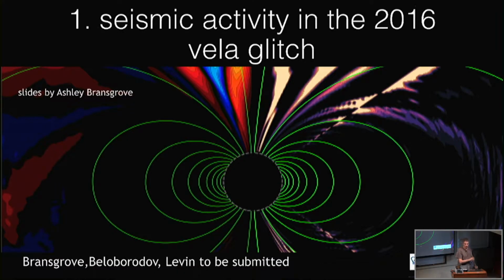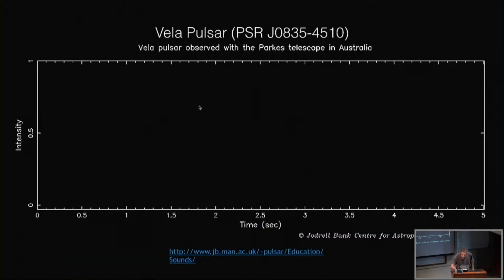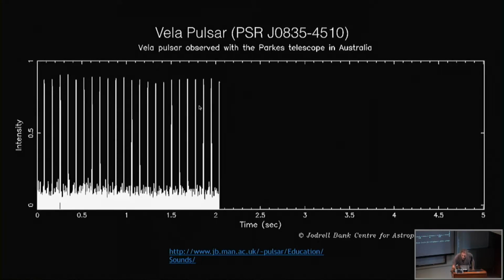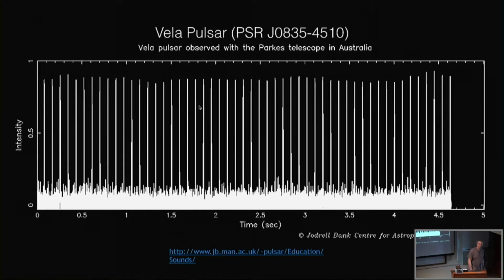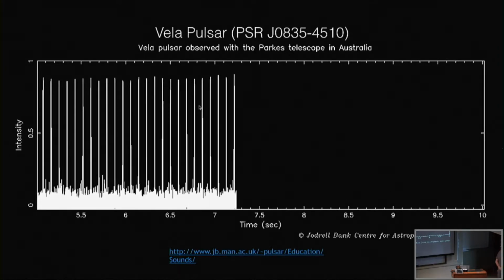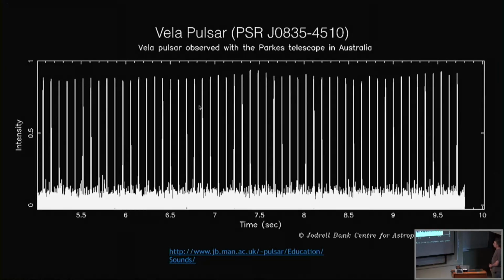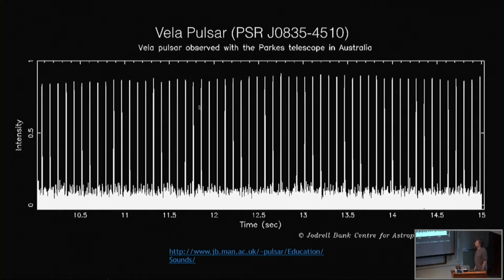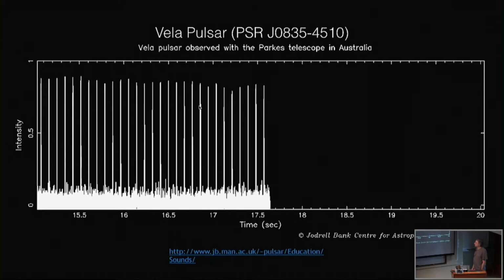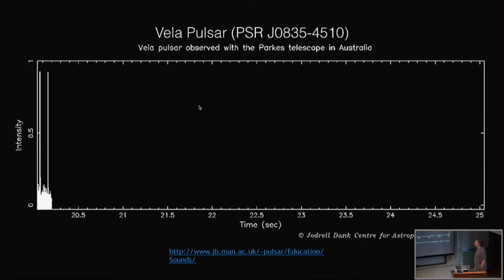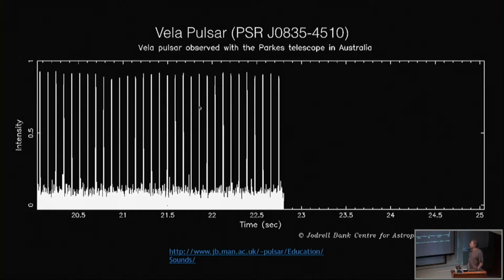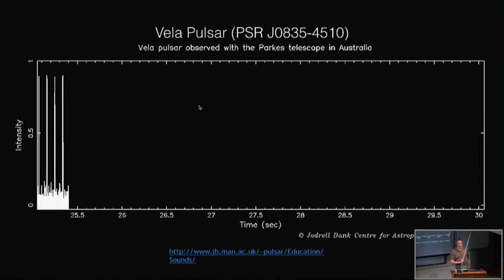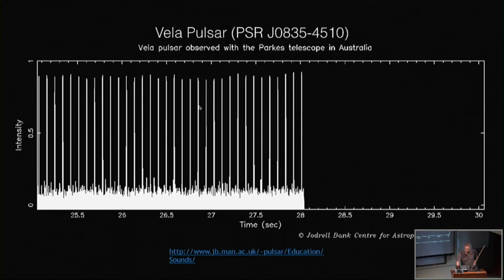So now I want to talk about Vela. Vela is one of the brightest pulsars in the sky and one of the first ones which were detected. This is what the pulse looks like if you look at it from the Parkes telescope. You see these pulses are extremely sharp, extremely well defined. And the frequency of rotation of Vela pulsar is 11 Hertz. Okay, so I will stop here.